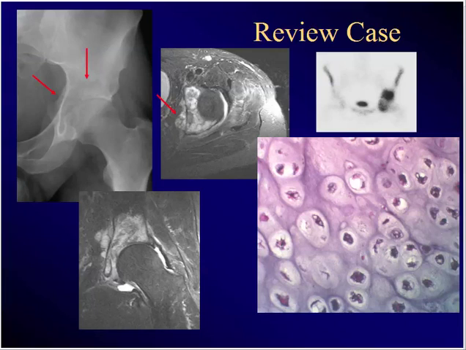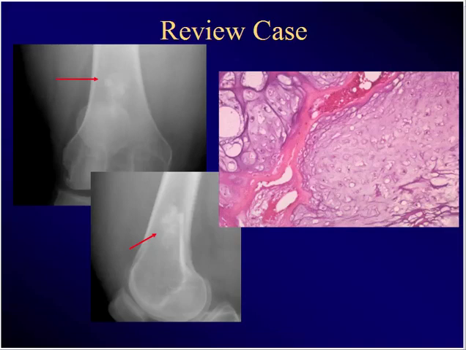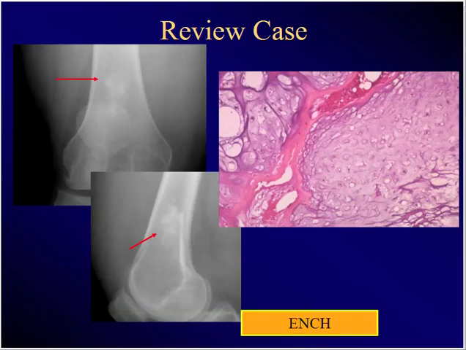Notice soft tissue mass coming outside in this periacetabular area. Good, chondrosarcoma. What's this? Serendipitous find, young person, this radiograph, this histopath. What's the diagnosis? Enchondroma. Good.